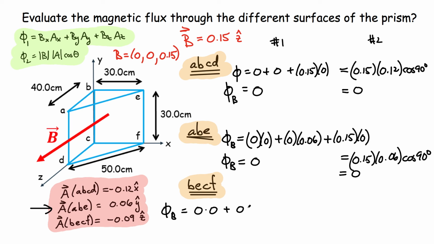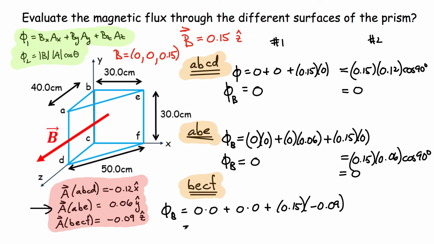Plus 0 multiplied by 0. Both of those components are 0. However, you've got to be a little bit careful now. The next one is the component BZ. BZ is our magnitude of the field, right? 0.15. It only has a z hat component, multiplied by the magnitude of the area, which is negative 0.09.